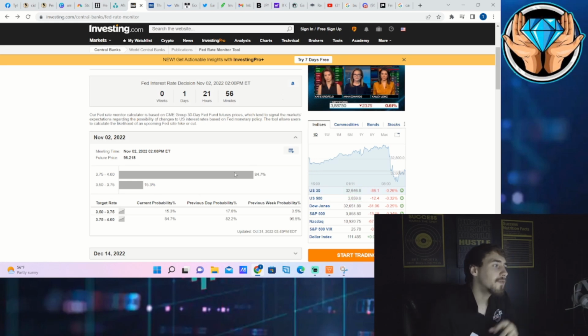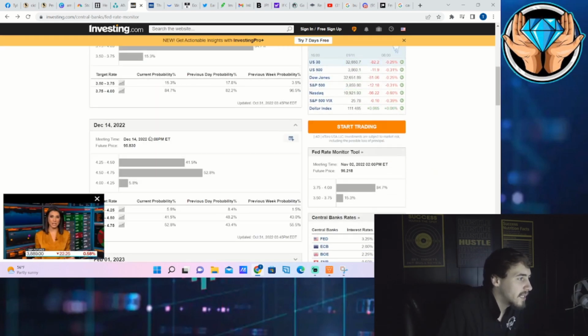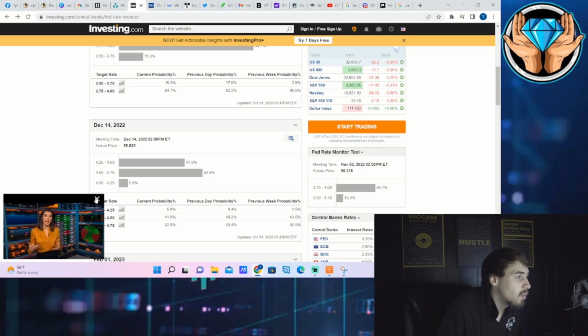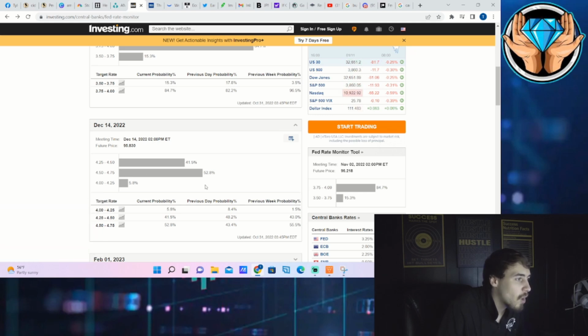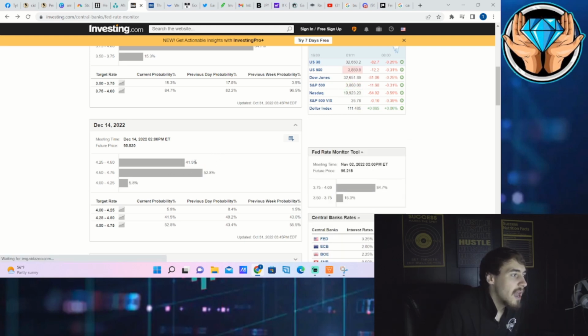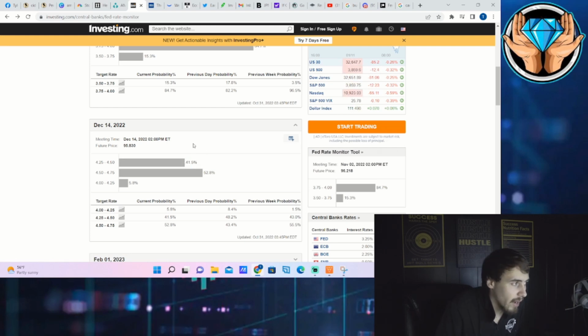Now, as far as what the markets are currently pricing in for the December Fed meeting, we are expecting a 75 basis point rate hike. About 52.8% of market participants are betting that is going to be the case. And about 41.5% of market participants are expecting a 50 basis point rate hike. That means that if markets are essentially wrong and the Fed does give us a 50 basis point rate hike, or at least an inclination of that 50 basis point rate hike in December, it's probably going to be off to the races for the markets.